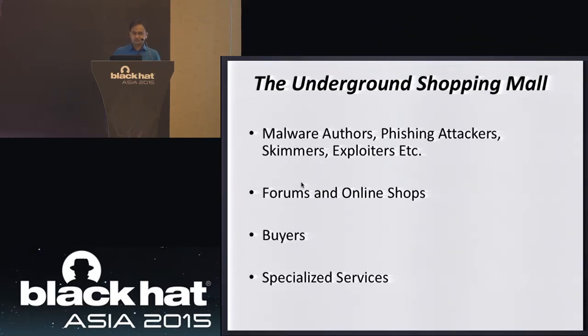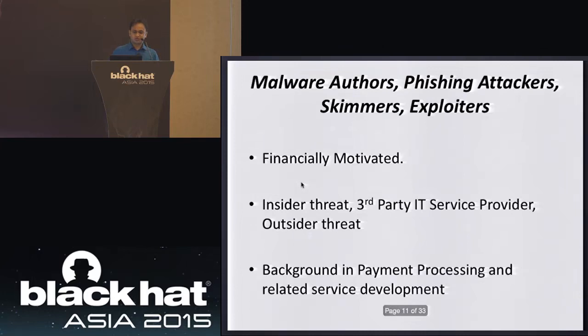So the first entity of the underground shopping mall are the malware authors, phishing attackers, skimmers. Obviously, these guys are financially motivated since they are targeting the point of sale terminals. They are directly trying to impact the two key components of the payment system that we use, the card and the POS terminal. They want this information. They want to sell this information. They want to make profit out of it.